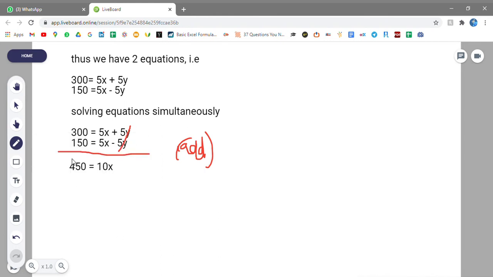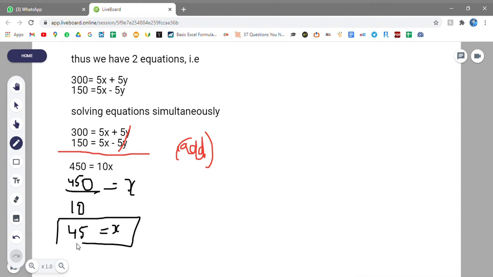Now further let us simplify. 450 divided by 10 is equal to x. So we will be having 45 is equal to x. Therefore the speed of the boat in still water is going to be 45 kilometers per hour. Fine, so this is the first part of the simultaneous equations.